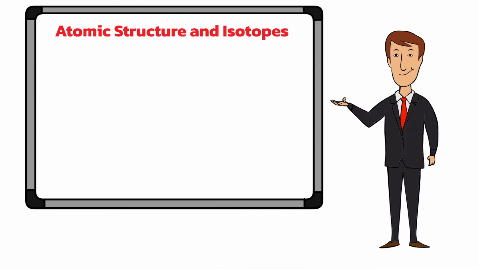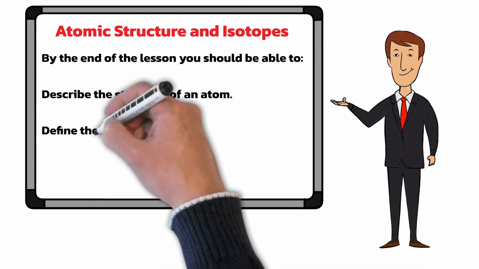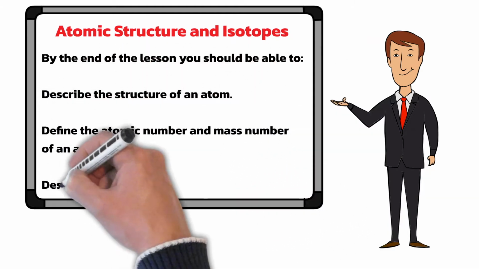By the end of the lesson you should be able to describe the structure of an atom, define the atomic number and mass number, and describe what an isotope is.